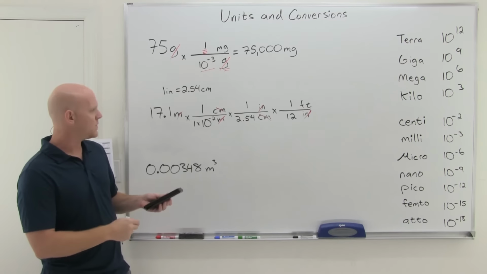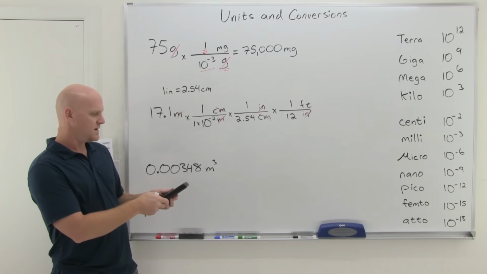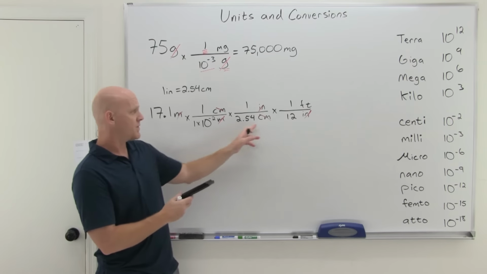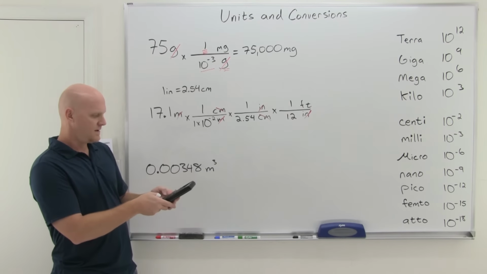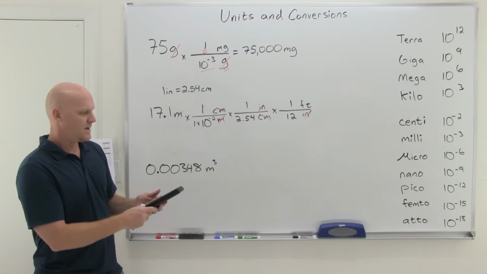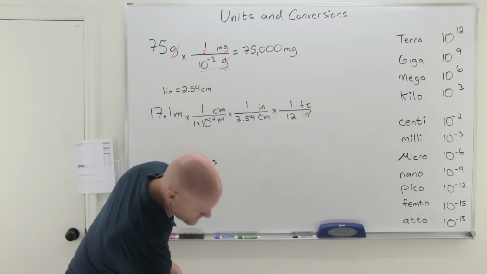All right, so 17.1 divided by 1e to the negative 2. I can put these all in parentheses, or I can just divide them out separately. It works either way. We're also dividing by 2.54 and dividing by 12, and we get 56.10 feet.